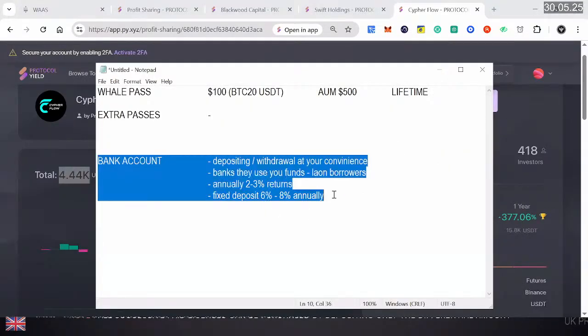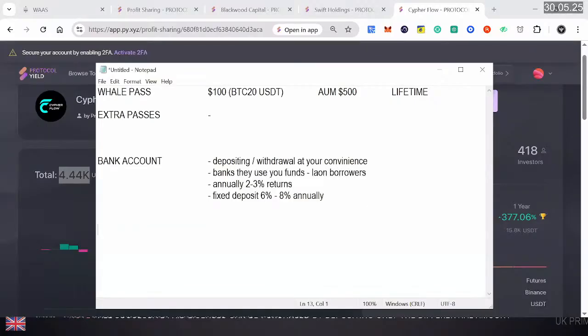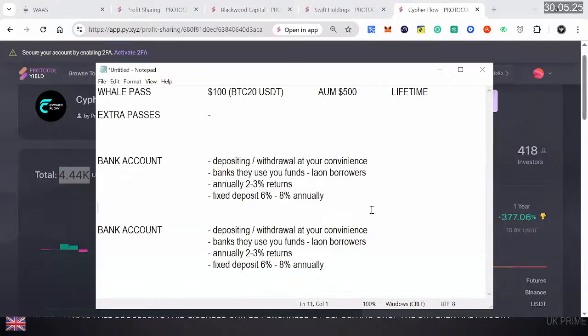Now, same things, and we change it to protocol yield. Right? So depositing and withdrawal at your convenience. Of course, the ES-DS cycle is to be considered. Right?